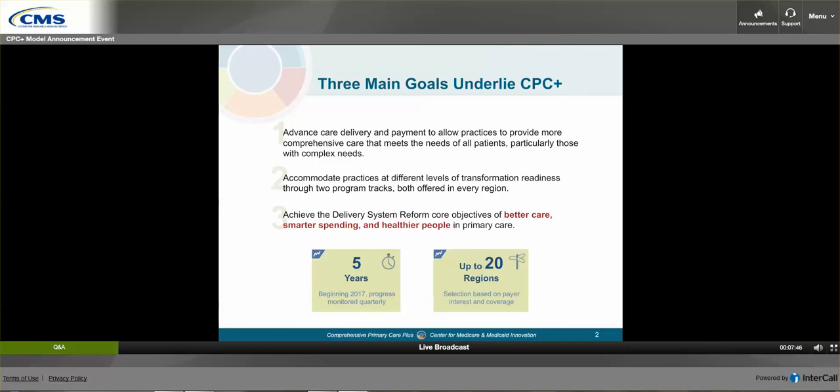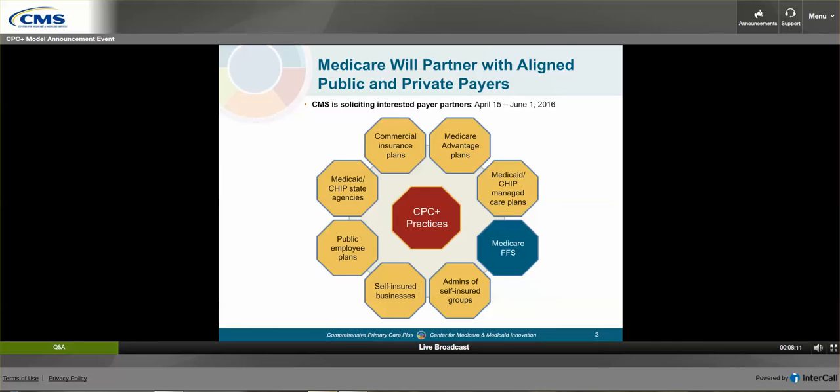Importantly, CPC Plus is a whole population level transformation. We know that a Medicare model alone cannot achieve that, as primary care practices serve patients whose health care is paid for by many different insurers. To include a particular region in CPC Plus will require a density of payers interested in partnering with us in the model. So CPC Plus will be a multi-payer model to ensure that practices have sufficient financial resources from the majority of the payers who insure the patients they serve to support the staffing and other resources required to deliver the care we will expect in CPC Plus.